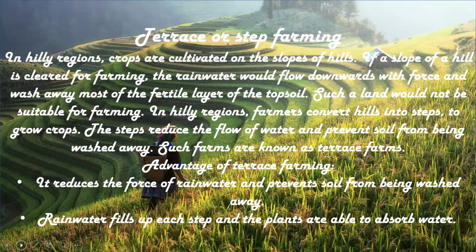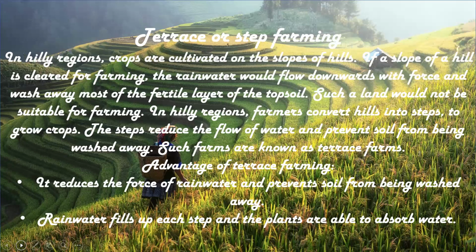Terrace or step farming. In hilly regions, crops are cultivated on slopes of hills. If a slope of a hill is cleared for farming, the rainwater would flow downwards with force and wash away most of the fertile layer of the topsoil. Such a land would not be suitable for farming. In hilly regions, farmers convert hills into steps to grow crops. The steps reduce the flow of water and prevent soil from being washed away. Such farms are known as terrace farms.